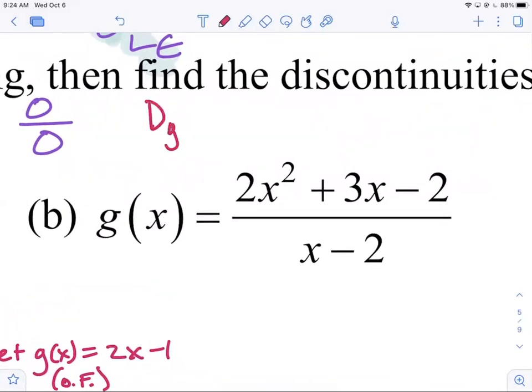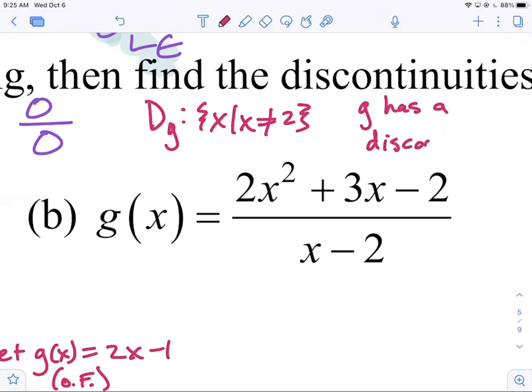Let's just go ahead and state the domain. I'm going to state it up here. D sub G is the set of all x such that x isn't 2. Interval notation, of course: negative infinity to 2, step over 2, go to infinity. So it has the same domain as the previous one. But is there a discontinuity at 2? Yeah, G has a discontinuity for sure at x equals 2.